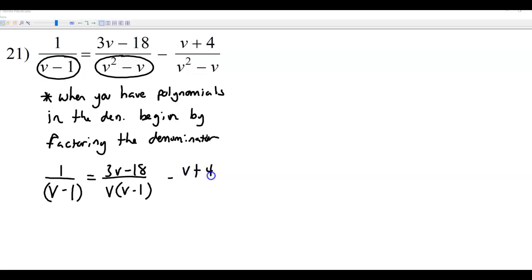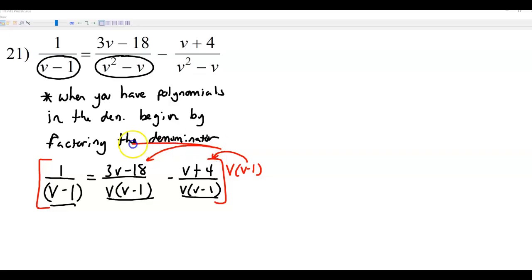And this one over here has the same thing, so I could take a v out of the denominator there as well. Okay, then after that, you're going to multiply by the common denominator. So this one has a v minus 1. This one has a v minus 1, but it also has a v, and so does this one. So my common denominator that I want to multiply by is v and v minus 1. And we're going to put that on the top of every fraction here.